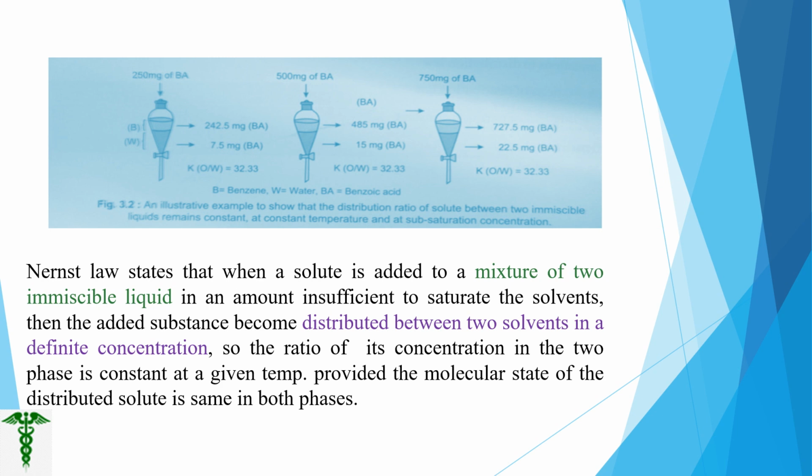So again, we are stating Nernst law: when a solute is added to a mixture of two immiscible liquids in an amount insufficient to saturate, what happens? The added substance has a tendency to distribute between the two solvents so that the ratio is constant at a given temperature, provided the molecular state of the distributed solute is the same in both the phases.